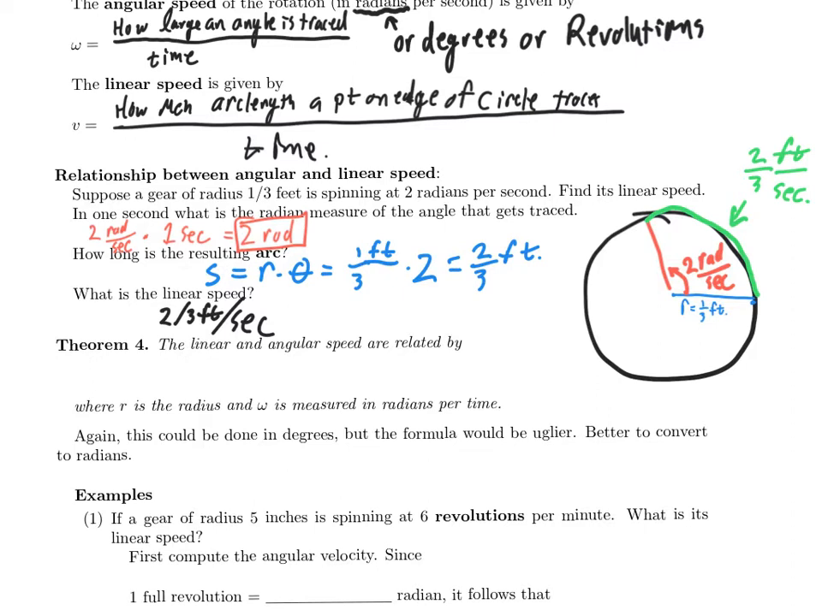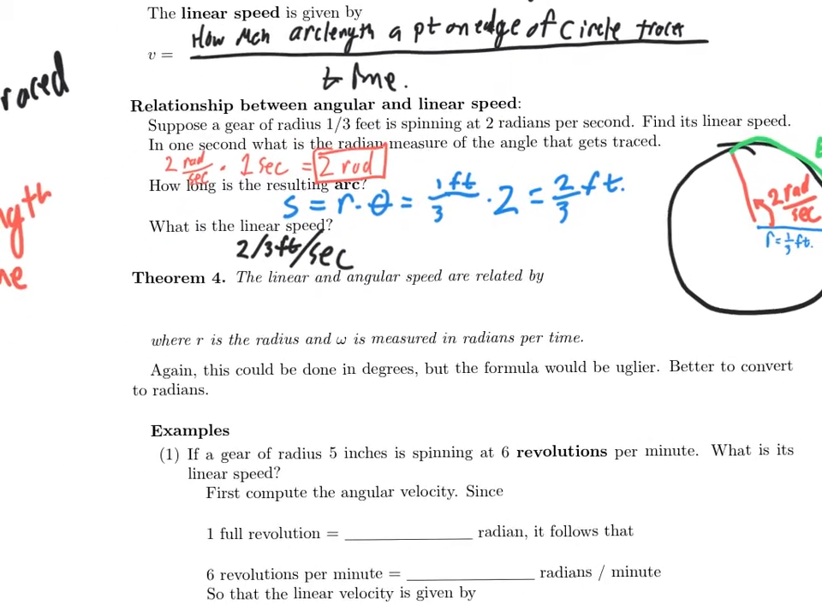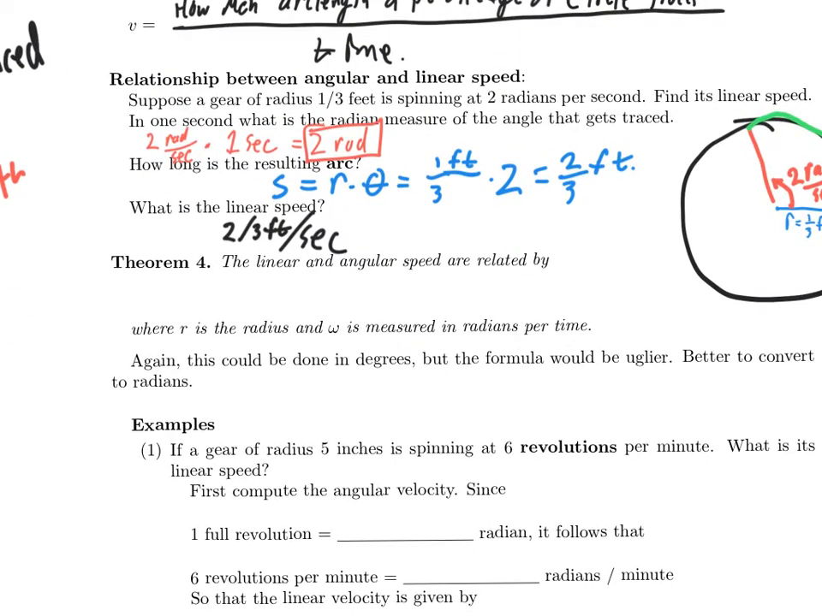Also, there's something interesting here. We could have done this whenever. It didn't matter that we started with this radius of 1/3 feet and the thing spinning at 2 radians per second. We could have done the same analysis, gotten a different answer, but the same analysis. That tells you that there's some relationship between the linear and angular speed. The linear and angular speed are related by the following formula. The linear speed is equal to the radius times the angular speed.